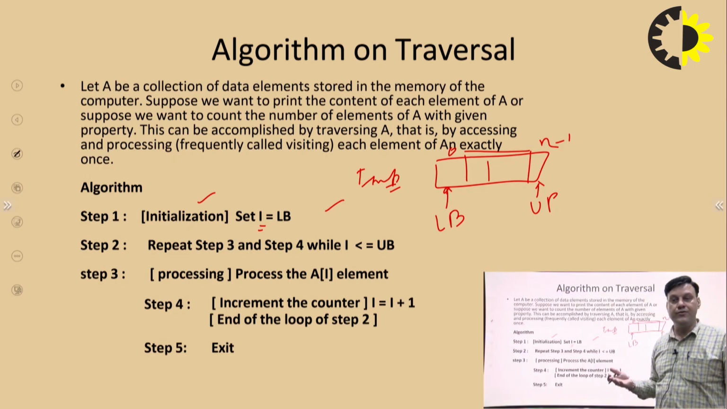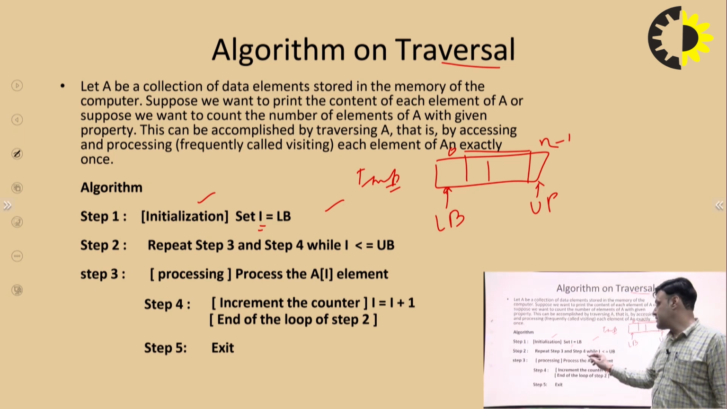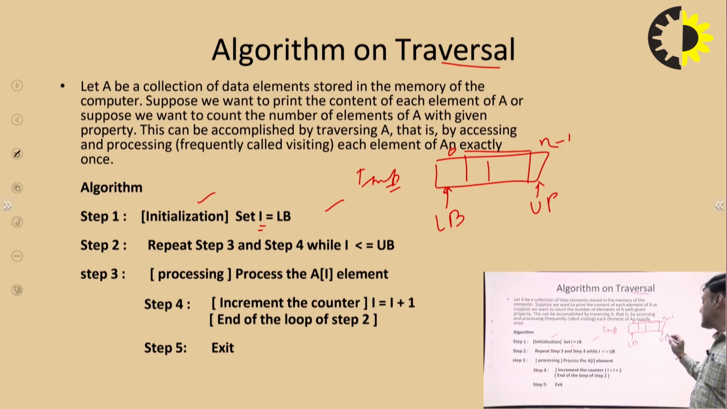What we are going to do? We are traversing. So we will repeat step number 3 and 4 while... until when are we going to repeat? Until we reach the upper bound. So we have written here the condition: while I is less than or equal to UB.